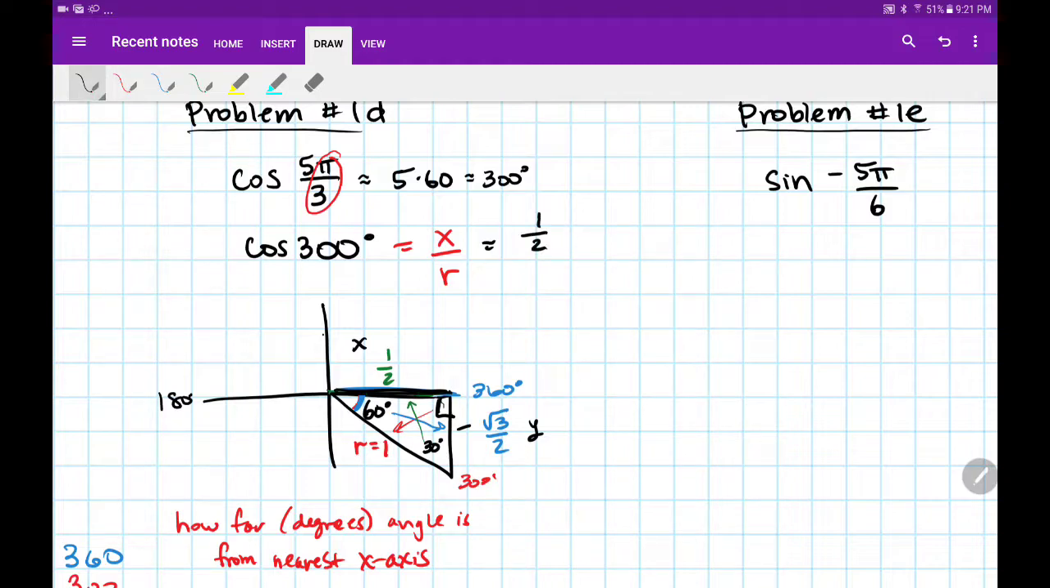Lastly, we have to divide that by r. And what's r? R is just 1. Well, hey, anytime you divide something by 1, you can really just ignore the divided by 1. The answer is just itself. 1/2 over 1 is just 1/2. And that's our answer. Cosine of 300 degrees equals 1/2.